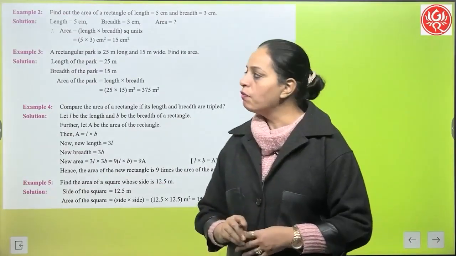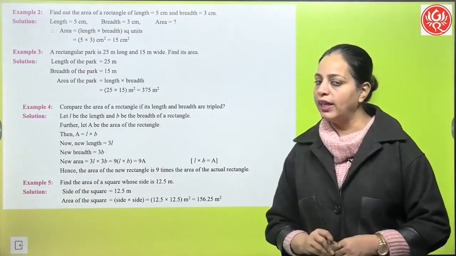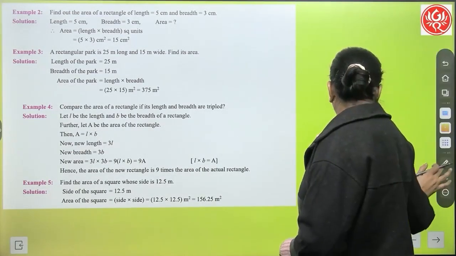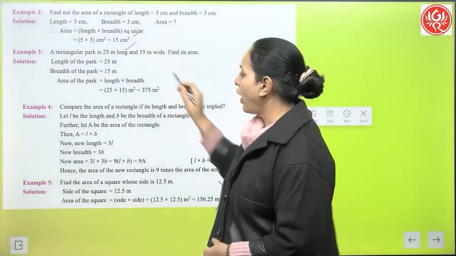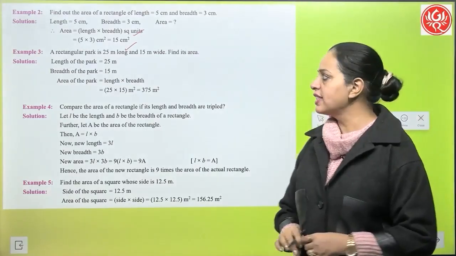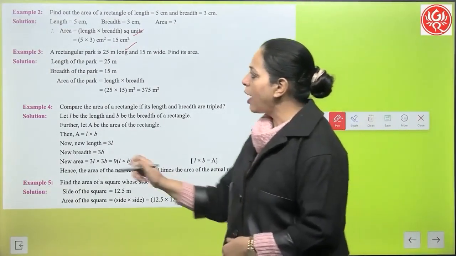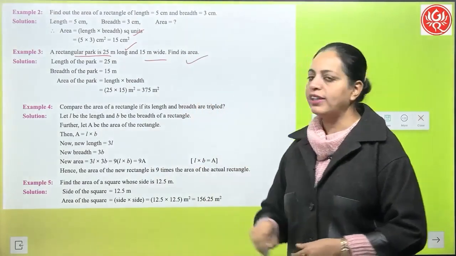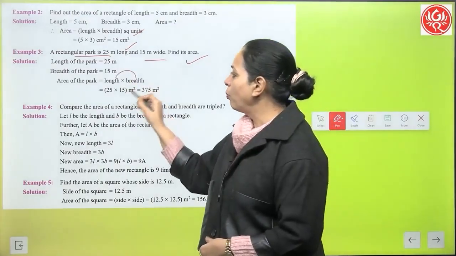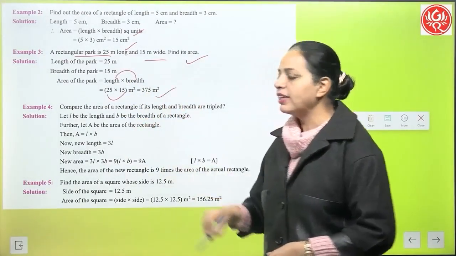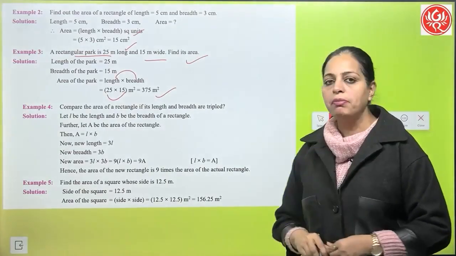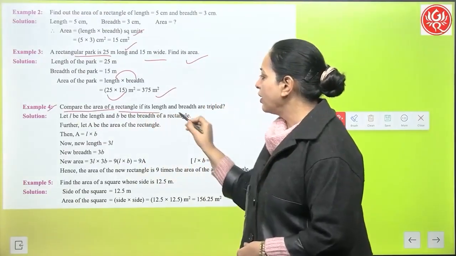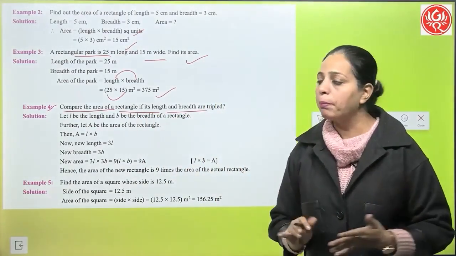Now example 2. Find out the area of a rectangle of length 5 cm and breadth 3 cm. We know very well area is length into breadth. So 3 into 5 or 5 into 3. 15 centimeter square. Okay. Now example 3, a rectangular park is 25 meter long and 15 meter wide. Find its area. So area is length into breadth, 25 into 15, that is 375 meter square.